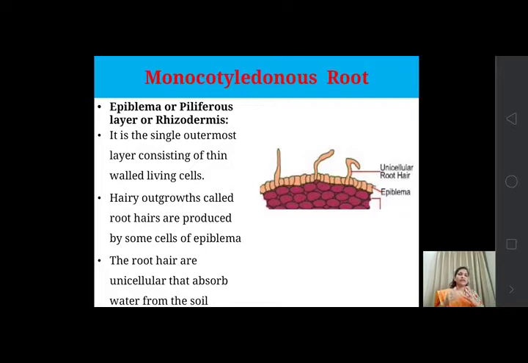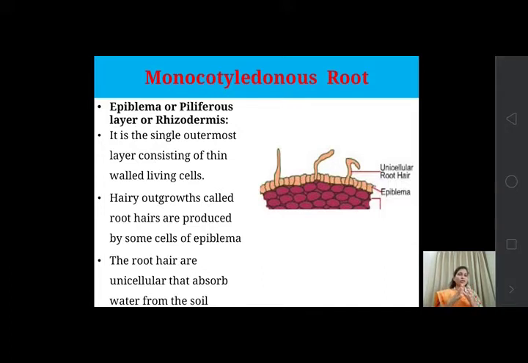Then from these epiblemal cells, hair-like outgrowths called root hairs, that is, unicellular hair-like projections, are developed. Some of the epiblemal cells produce this hair-like structure known as root hairs. That's why we call it the piliferous layer also. The root hairs are unicellular, and the main function of the root hair is to absorb water from the soil.